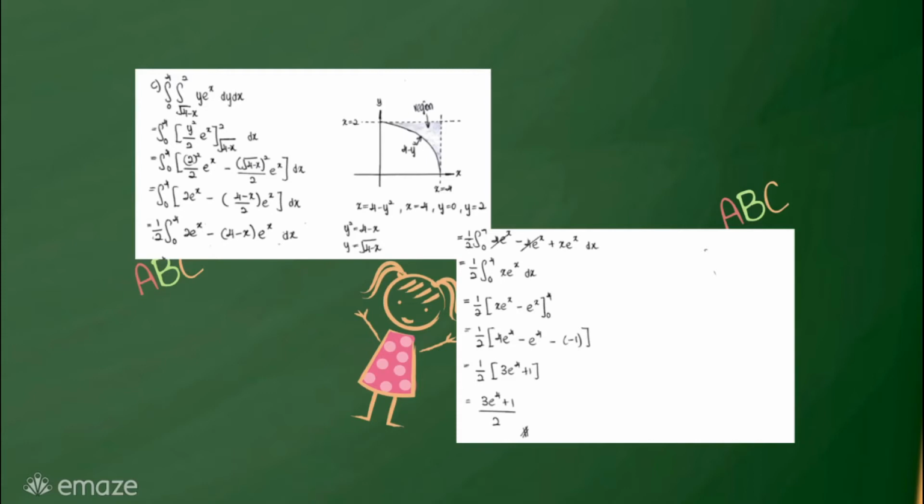We get 1 over 2, integral from 0 to 4, of e to the power of x minus (4 minus x) times e to the power of x, dx. Then we integrate dx, range from 0 to 4. After we integrate dx, we get the answer (3 e to the power of 4 plus 1) over 2. So the answer for type 1 dy dx is the same as type 2 dx dy.